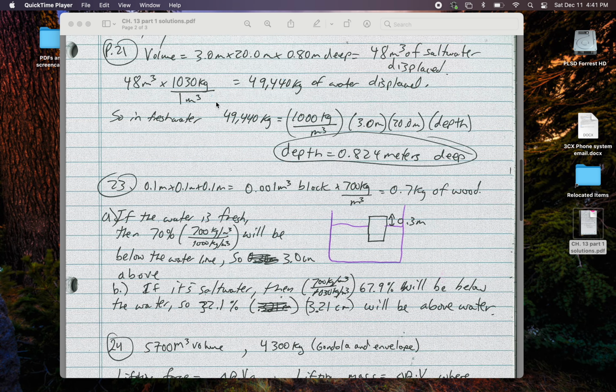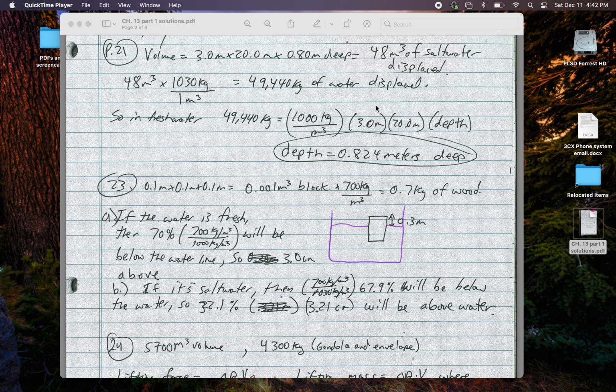P21, basically you had a boat with 3 meters times 20 meters, and it was sitting 8.8 centimeters deep in salt water. I was asking you how deep it would end up being in fresh water. Well, fresh water is less dense, so hopefully you realize it would have to push aside more volume. Therefore, it would be 0.824 meters deep. How did I figure that out? Well, I used the volume times the density of the ocean water to figure out the mass of the ocean water displaced. That therefore has to be the same as the mass of the boat.